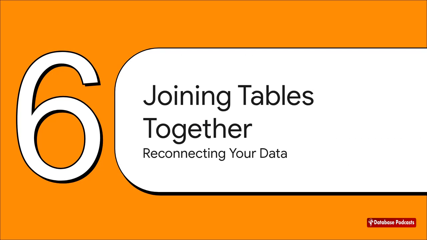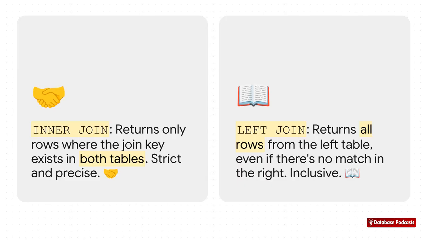Okay, so our data is clean, it's efficient, but now it's in two separate places. So the final piece of the puzzle is figuring out how to bring it all back together, so we can ask those really interesting questions that need info from both tables. And we do that with joins. Now, this is a really important distinction. An inner join is strict. It only shows you rows that have a perfect match in both tables.